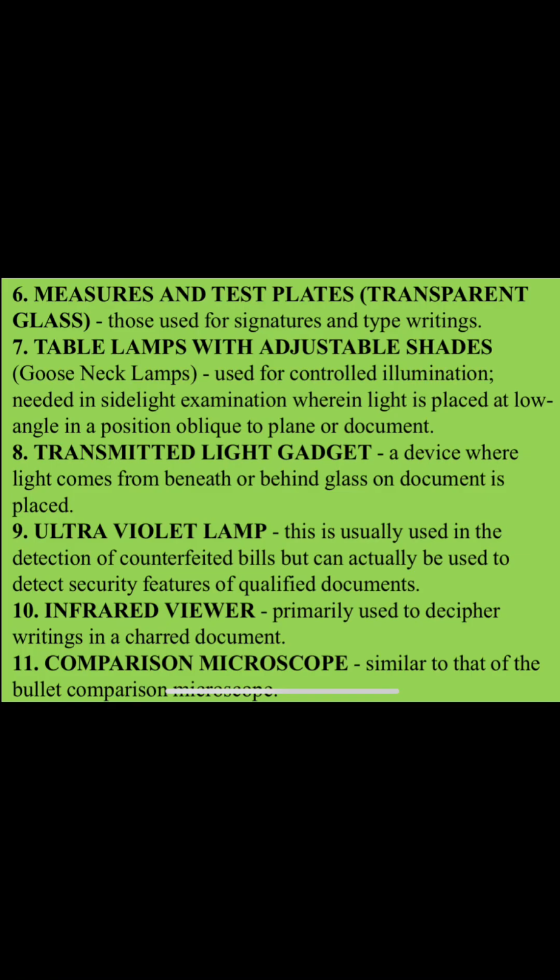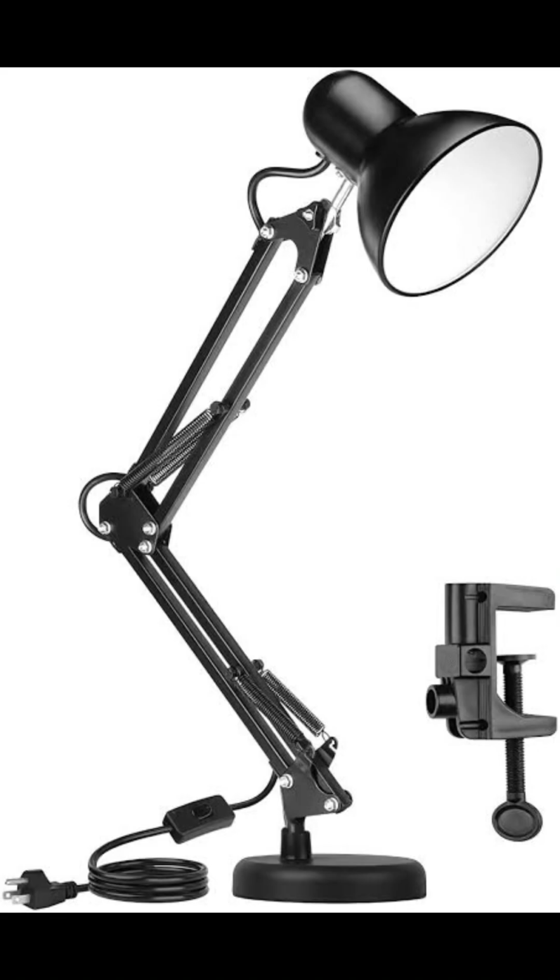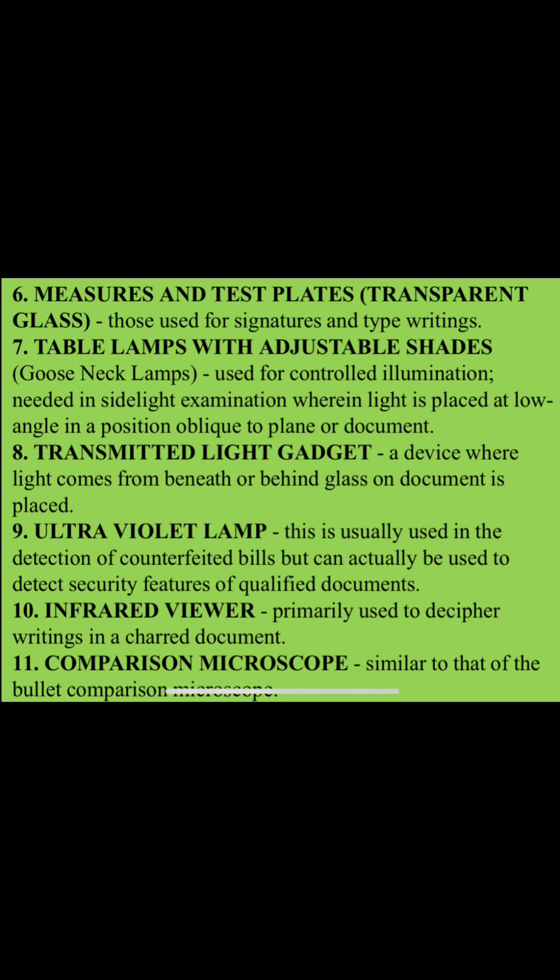So next is the table lamps with adjustable shades, or the gooseneck lamp. It is used for controlled illumination needed in oblique light examination, wherein light is placed at a low angle in a position oblique to the plane of the document. Ginagamit ang gooseneck lamp sa mga dark places which need light. So next is the transmitted light gadget. It is a device where light comes from beneath or behind the glass on which the document is placed.